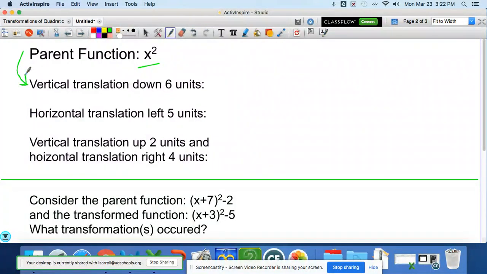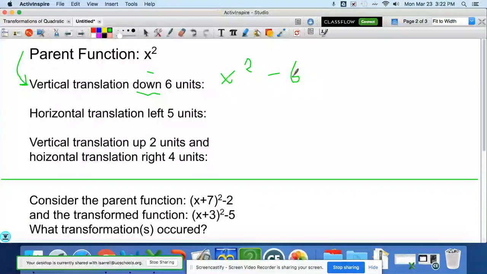So first example, starting from the parent function, we want to move down 6 units. Well, if we want to go down 6 units, that means out on the very end of our quadratic in vertex form, we need to have a -6, because down means subtract, and it means out on the very end. So we'd have x squared minus 6 as our new function.